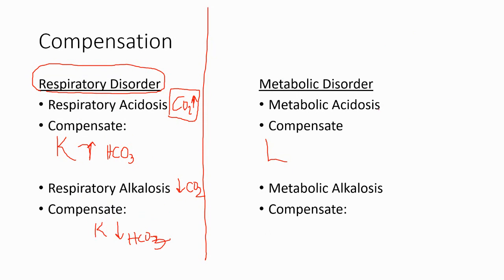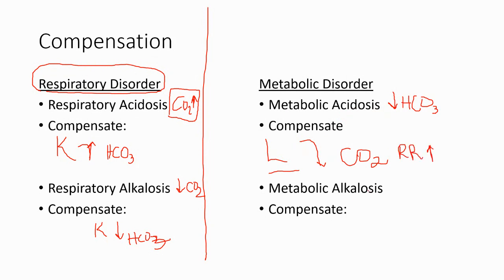Metabolic disorder: with metabolic acidosis, there's a problem anywhere in the body except the lungs. That's a metabolic disorder. So we talked about causes of metabolic acidosis. How do we compensate? The lungs compensate. We have a metabolic acidosis, meaning the bicarb is low. How do the lungs compensate for a metabolic acidosis? They blow off and decrease CO2, meaning respiratory rate increases.